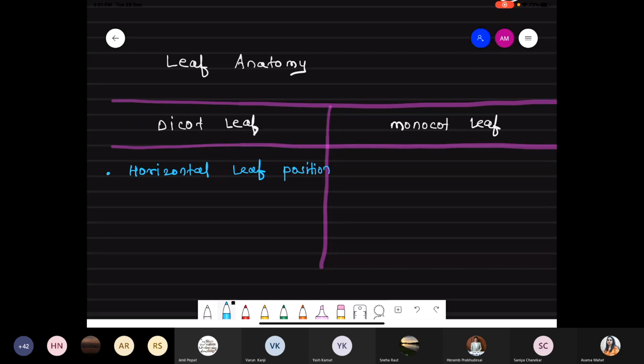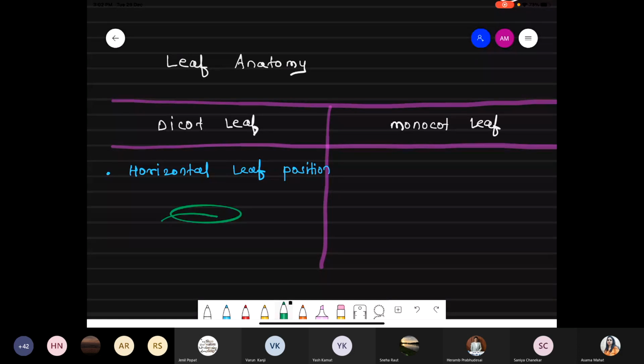So how to remember, how to identify the dicot? In case of the dicot, basically the position should be horizontal, that's the first one. And the other one: if you see the leaf surface, one side is dark green and the other side is light green. The leaf is green in color, but it has two shades, one dark shade and one light shade. That is a characteristic feature of the dicot.